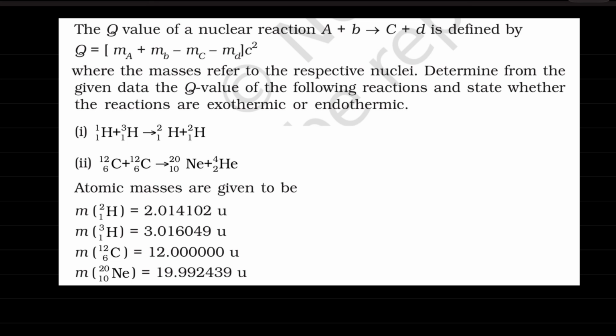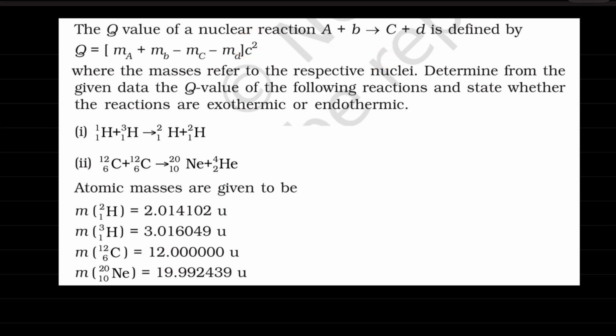This question is from Physics, chapter Nuclei. In the question, it's mentioned that the Q value of a nuclear reaction A plus B forms C and D is defined as Q equals mass of A plus mass of B minus mass of C and mass of D, into c squared. Here c is the speed of light. Its value is 3 into 10 to the power 8 meter per second.